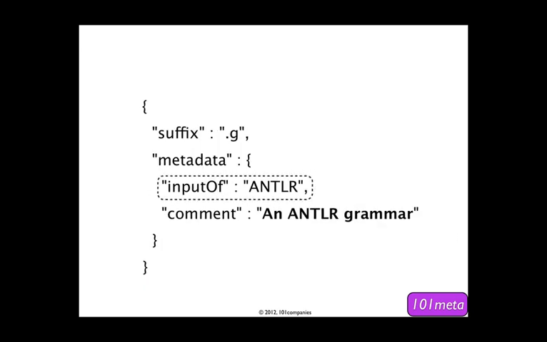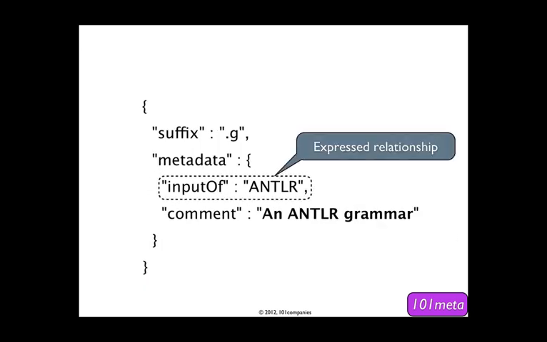Here's our next rule. This rule is concerned with files whose name has the suffix .g. This is actually the suffix used by ANTLR for grammar files. The relationship that we establish here hence is that this file serves as an input of ANTLR.